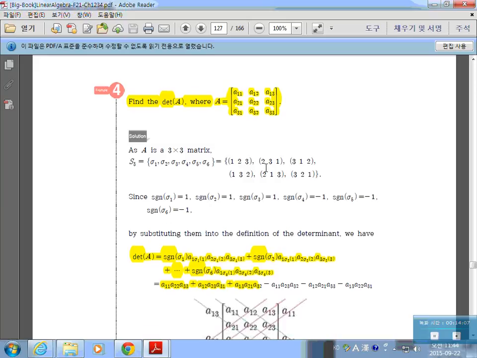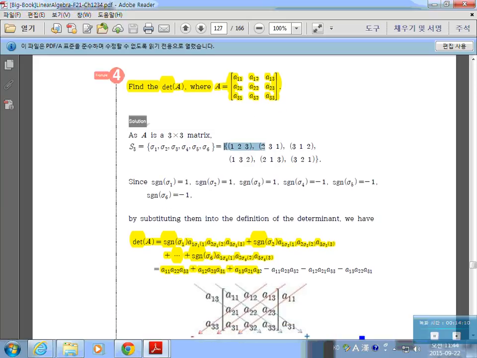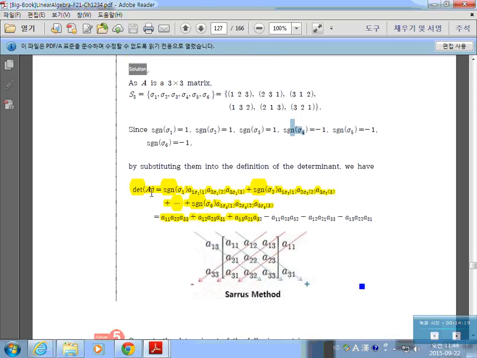For a 3 by 3 matrix, we have 6 permutations like this, and 3 of them have a +1 sign, and 3 of them have a -1 sign. Then the determinant of A has 6 terms: I multiply all 3 entries from each row and column like this, and give the signature on these 3 terms, and give the signature for these 3 terms as a minus. So this is the determinant for a 3 by 3 matrix.